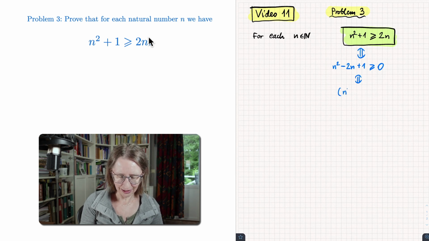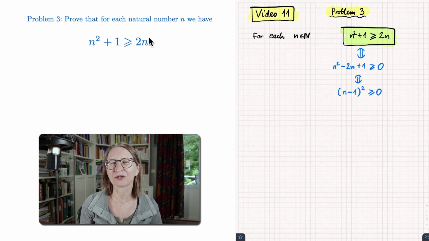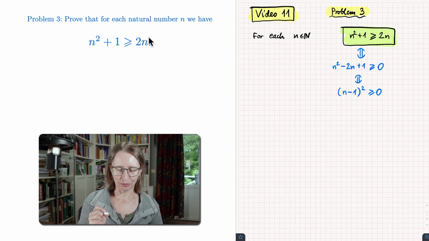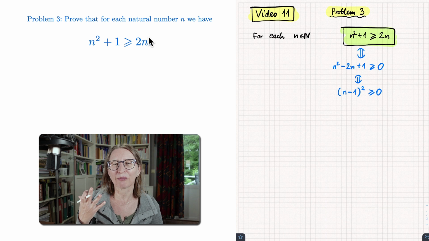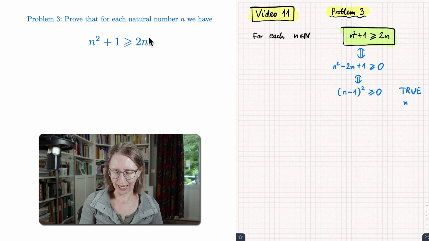fact that n minus 1 all squared is greater than or equal to 0. And we are done, because the square of each real number is 0 or more. So this is simply always true, even for n which is just any real number, not only a natural number.